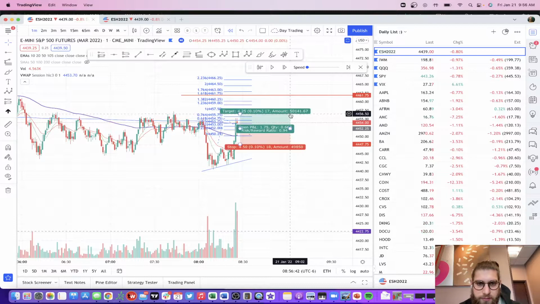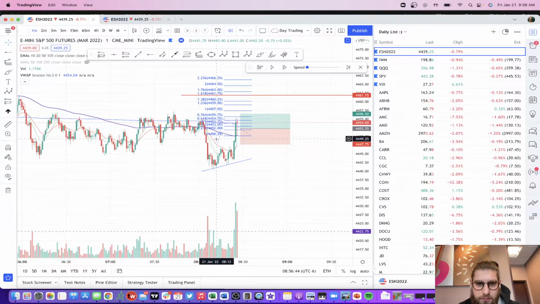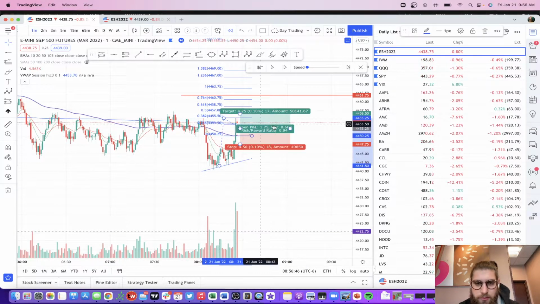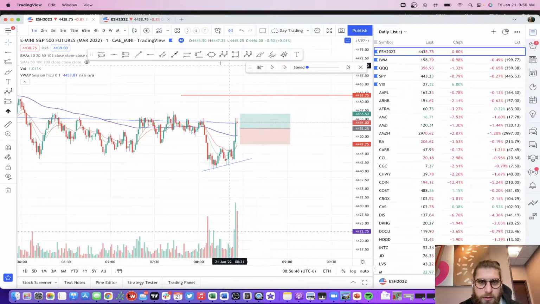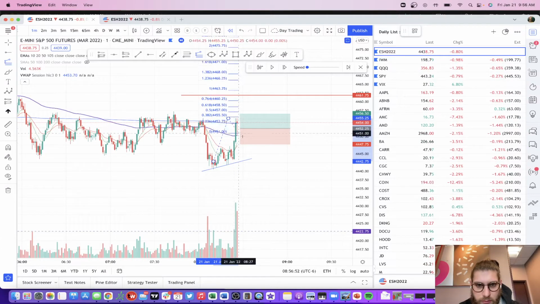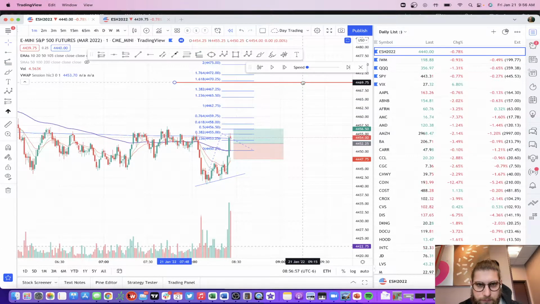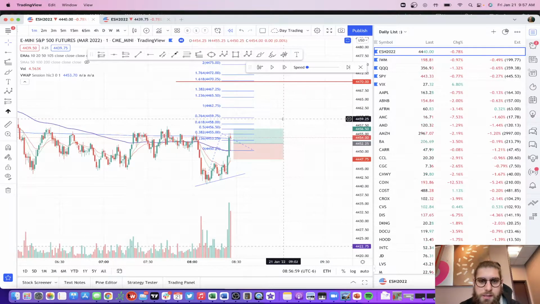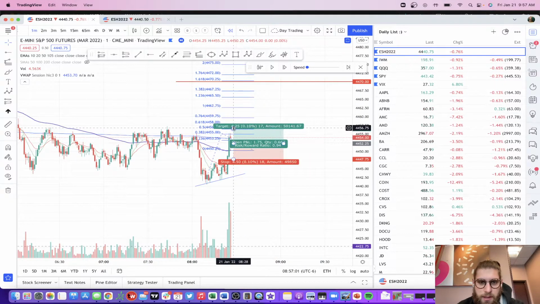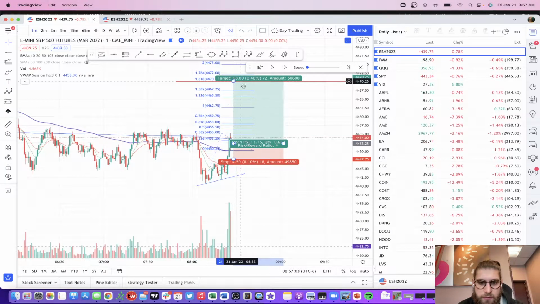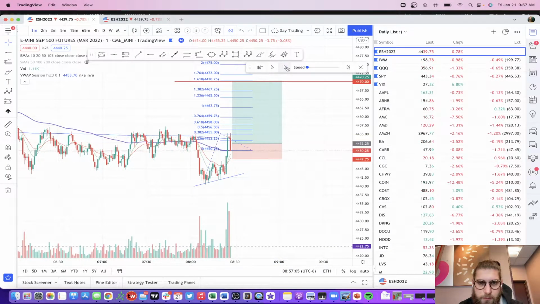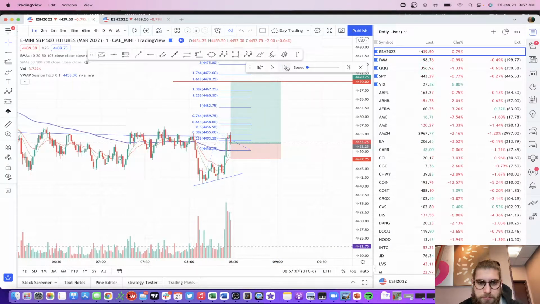And let's see. Oops. I messed that up. Sorry. Here. One, two. So the 1618 is actually way up here. So let's see what happens. That is a 4R trade. Boop. I'm in.